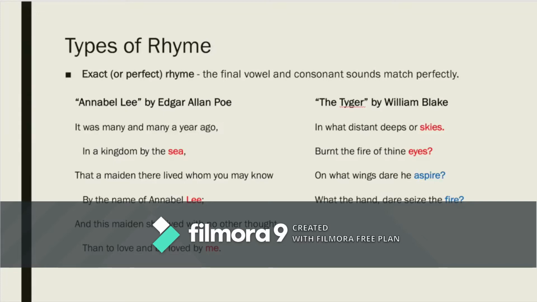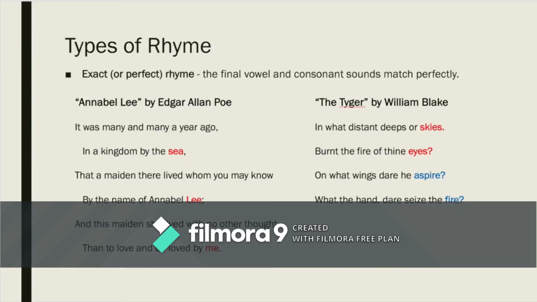In the poem Annabel Lee by Edgar Allan Poe, it was many and many a year ago in a kingdom by the sea that a maiden there lived whom you may know by the name of Annabel Lee. And this maiden she lived with no other thought than to love and be loved by me. See, Lee, and me all end in the same E sound and lack a final consonant sound, so both their vowel and consonant sounds match to create an exact rhyme.